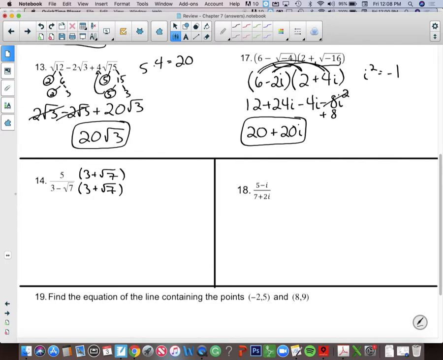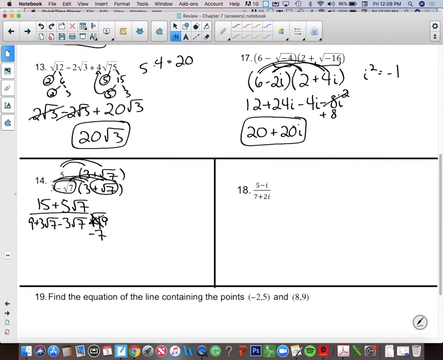Okay, so there's going to be some distribution on the top, like this, and some FOILing on the bottom. So 5 times 3 is 15 plus 5 square root 7. That's distributing in the top, and then the bottom, I'll FOIL it all out. So 3 times 3 is 9 plus 3 square root 7 minus 3 square root 7. And we have the negative square root of 7 times the square root of 7, sorry. That one times that one. That's going to give us a negative square root of 49, which would be a negative 7 down there.